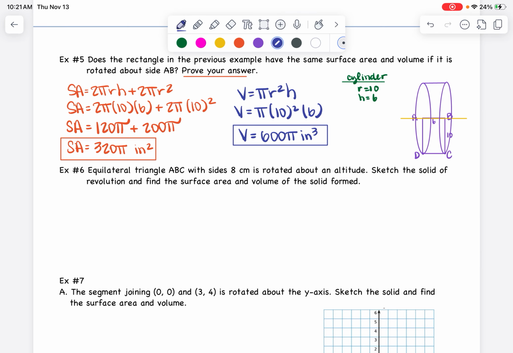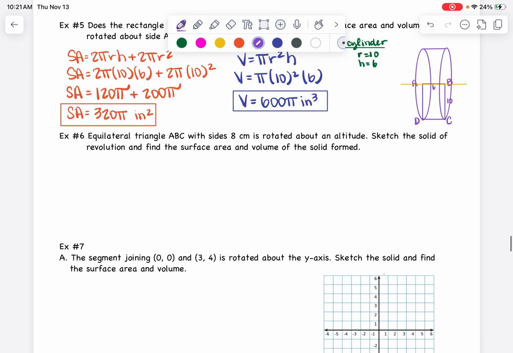All right, number 6. Equilateral triangle ABC. Okay, I'm just going to draw it.